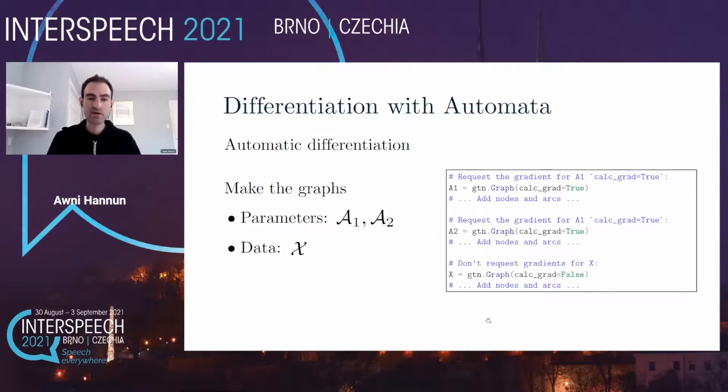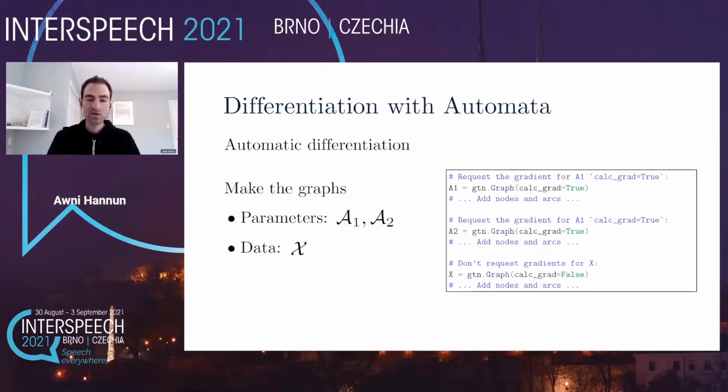Let's look at how this works in code. If you have the Colaboratory Notebook, now's a good time to go back to it and look at the section on differentiation with automata. The first thing we do is make our parameters. We construct the graph A1 and the graph A2. The important point is that since these are parameters, we want gradients for them because we want to learn them. So we have to specify that the gradient should be calculated. That's what the argument calc_grad equals true is for.